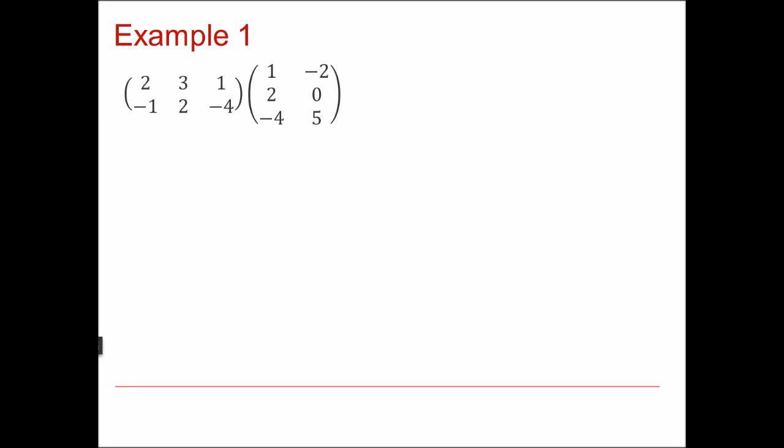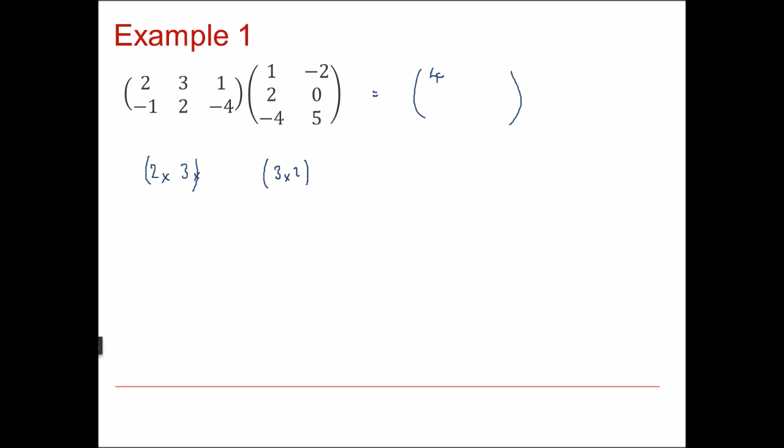We started this example earlier. If you remember, we said that this was a 2 by 3 matrix, and we're multiplying it by a 3 by 2 matrix, so we're going to end up with a 2 by 2 matrix, and we calculated that the first element there was a 4.